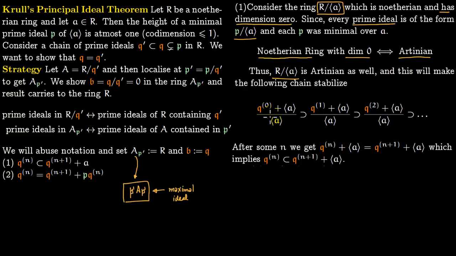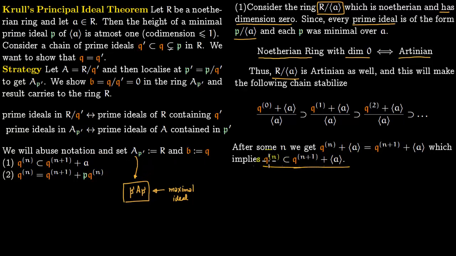So now you can consider the following chain, with symbolic powers here. This chain will stabilize after a certain number of steps, so after some n it will stabilize. The denominator is always the same, so you will have equality in the numerator. So the nth symbolic power of the ideal q plus a is equal to the (n+1)th symbolic power of q plus a, which would imply that q to the nth symbolic power is contained within something like this, and this is what we wanted to show.